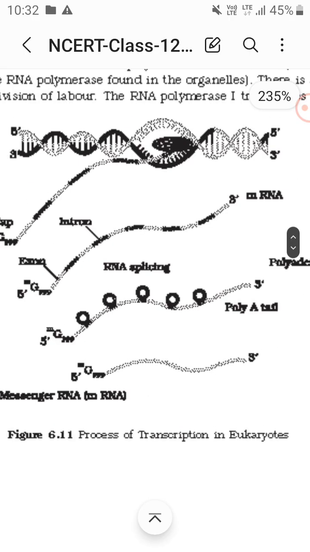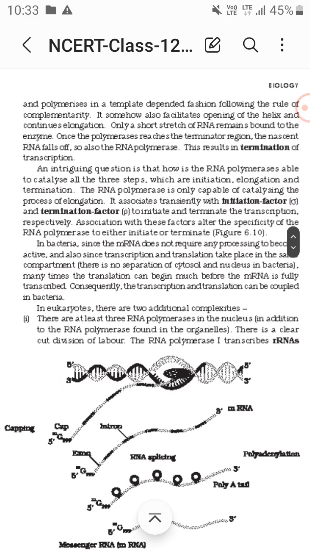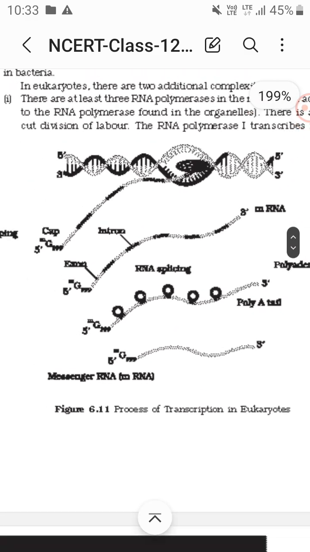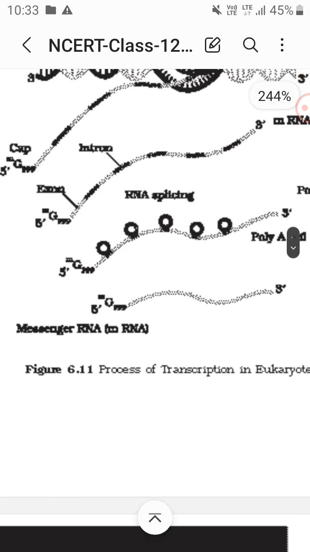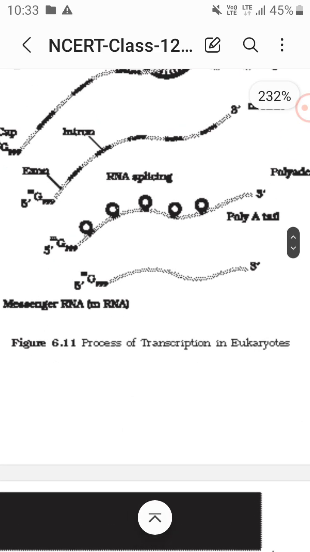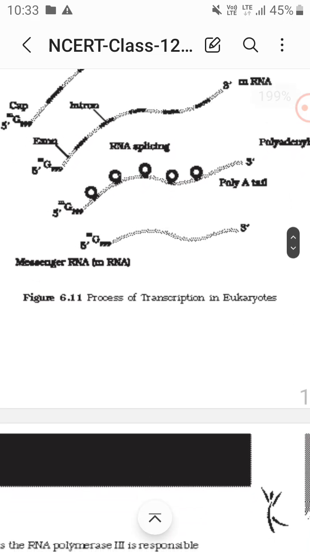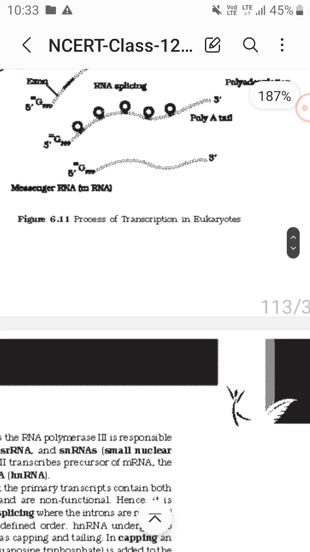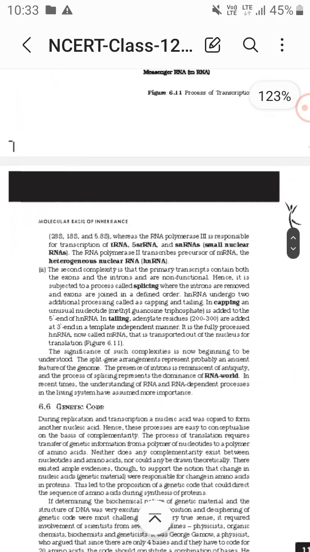Now heteronuclear RNA, hnRNA. hnRNA contains exons and introns: exons are coding and introns are non-coding sequences. RNA splicing is the removal of the introns, which are intervening sequences. Then there is formation of mRNA, messenger RNA, 5' to 3'. This is the process of transcription in eukaryotes.